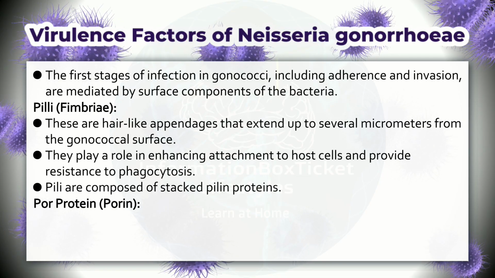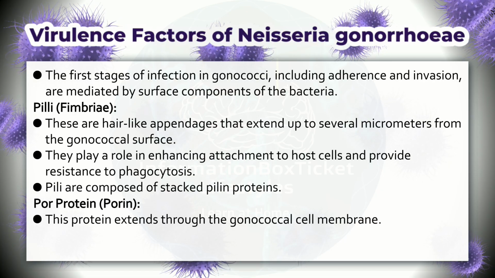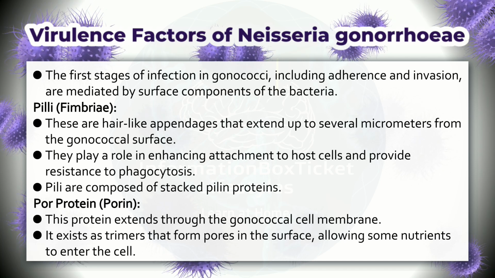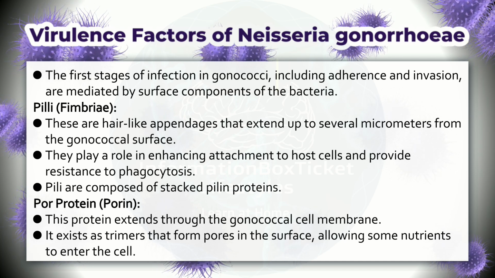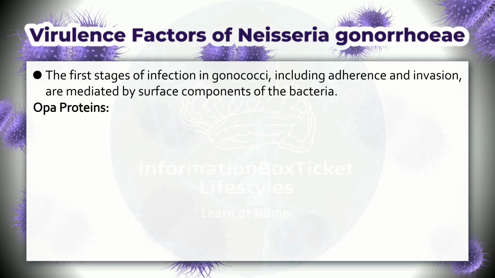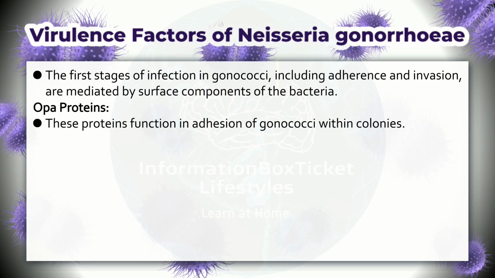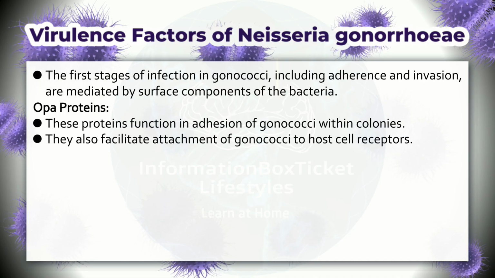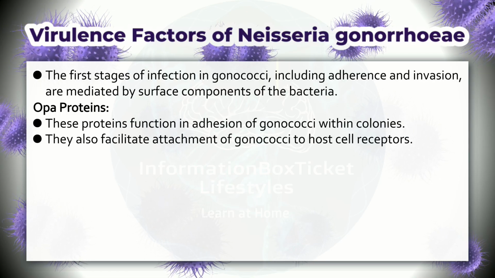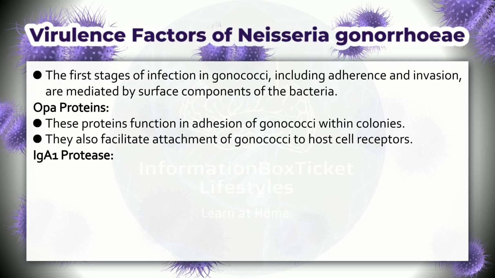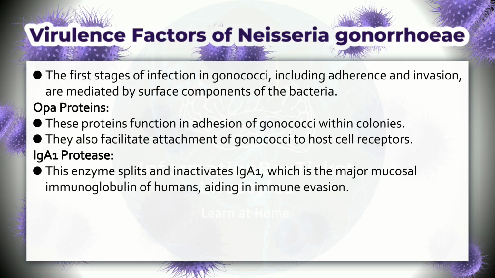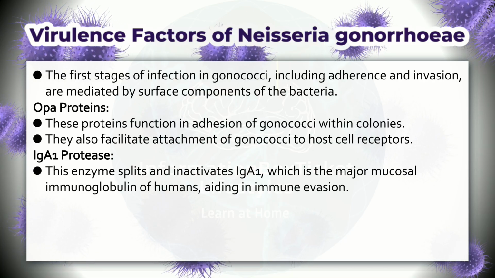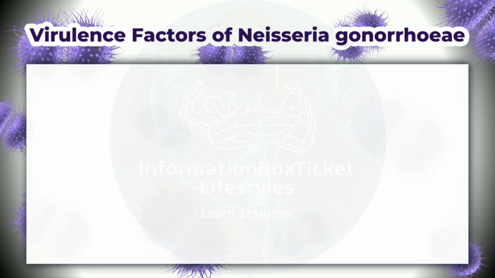Pore protein, porin. This protein extends through the gonococcal cell membrane. It exists as trimers that form pores in the surface, allowing some nutrients to enter the cell. Opa proteins. These proteins function in adhesion of gonococci within colonies. They also facilitate attachment of gonococci to host cell receptors. Immunoglobulin A1 protease. This enzyme splits and inactivates immunoglobulin A1, which is the major mucosal immunoglobulin of humans, aiding in immune evasion.